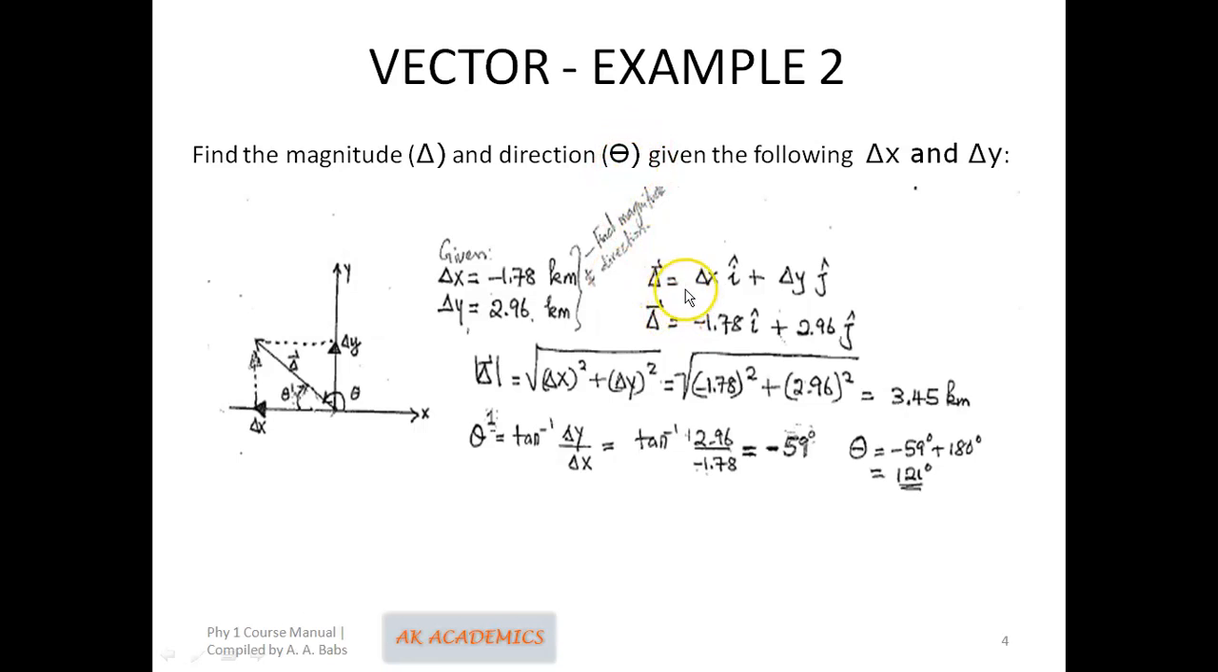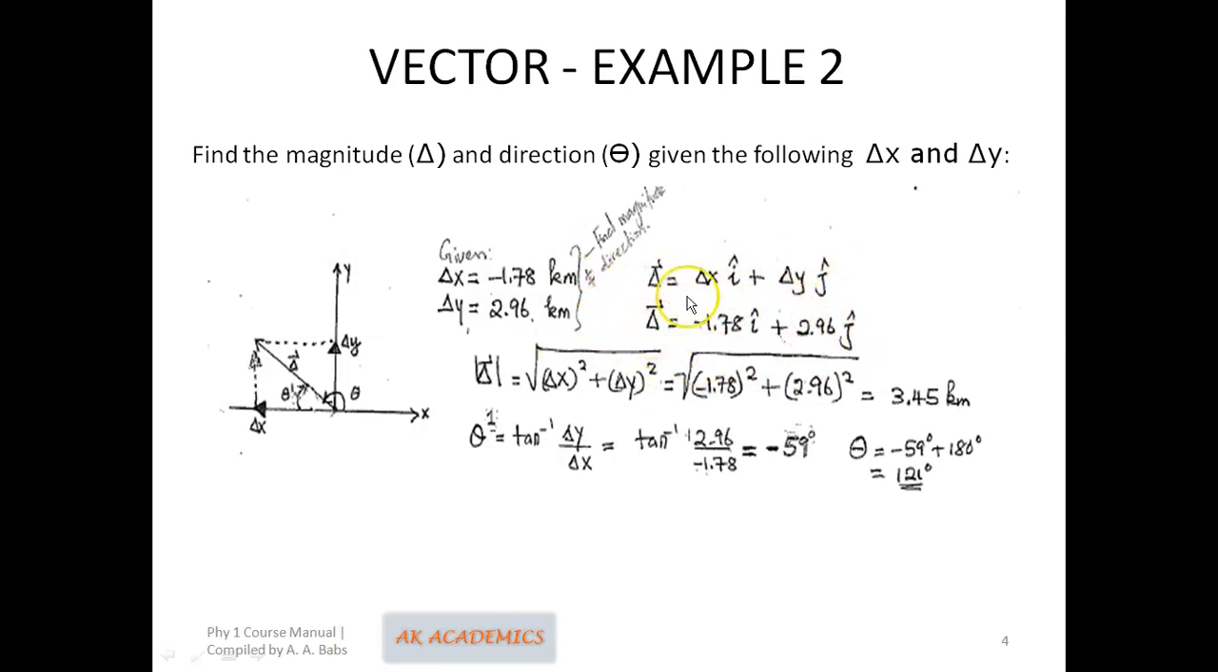So first of all, you might want to remember that our delta is equal to delta x i plus delta y j. This is the x component and this is the y component. So combining these two components together gives us the entire vector. Since we know our change in x is minus 1.78 and our change in y, you can write them here, and that gives you the vector notation for the vector that we are looking for.